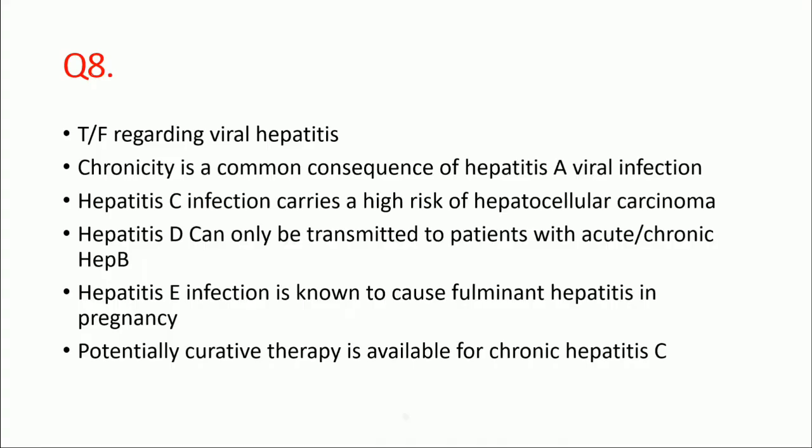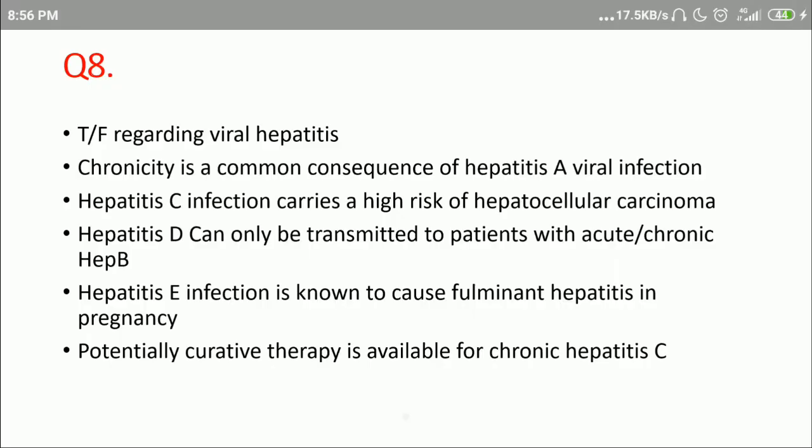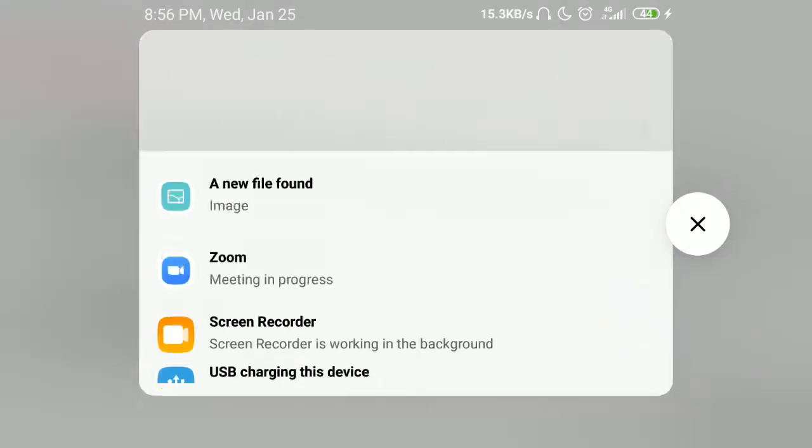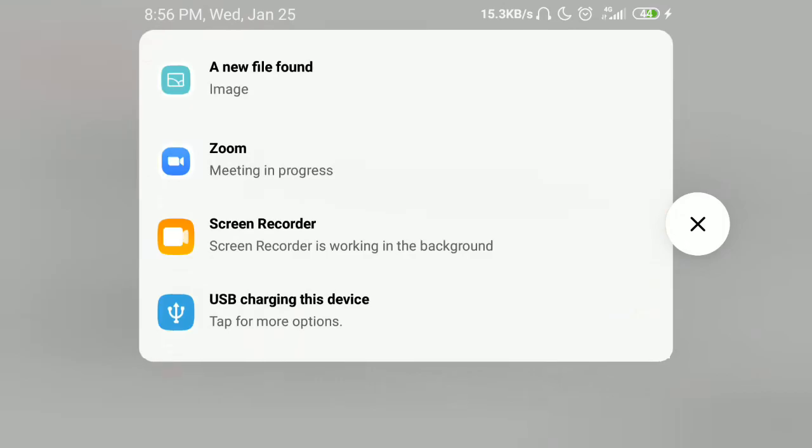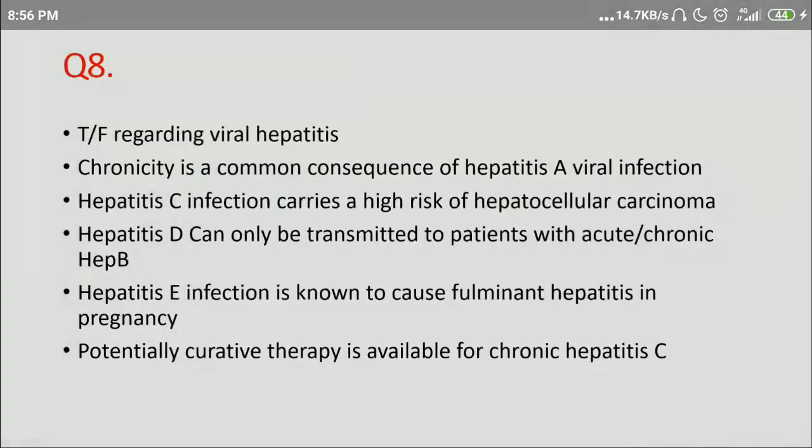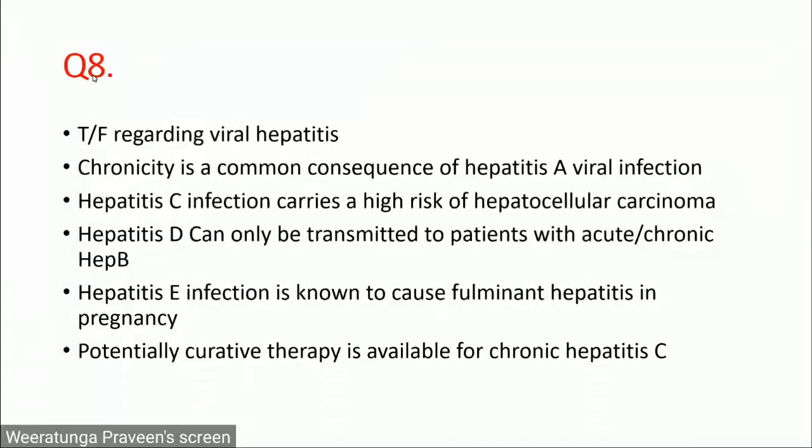Hepatitis B, C and D can cause acute hepatitis. Especially hepatitis B can cause a bit of acute hepatitis. C is very unusual, but hepatitis B can get acute hepatitis. So most of the hepatitis B, C, D cause chronic hepatitis, cirrhosis and cancer, hepatocellular carcinoma. So hepatitis C infection carries a high risk of hepatocellular carcinoma is true. Chronicity is a common consequence of A.